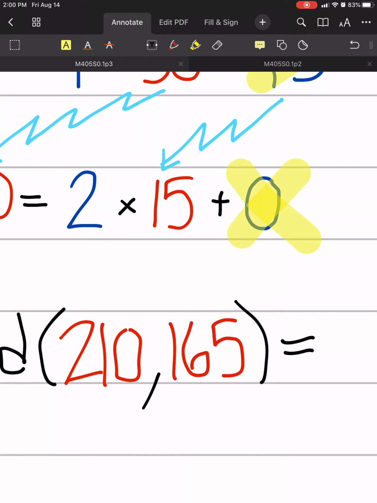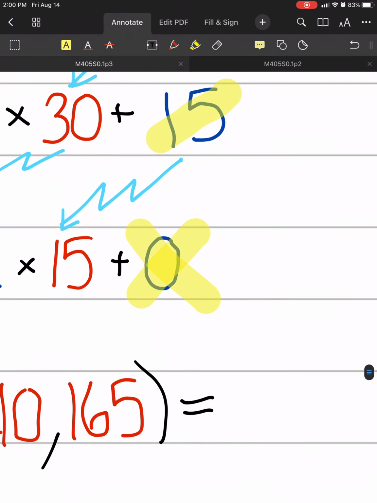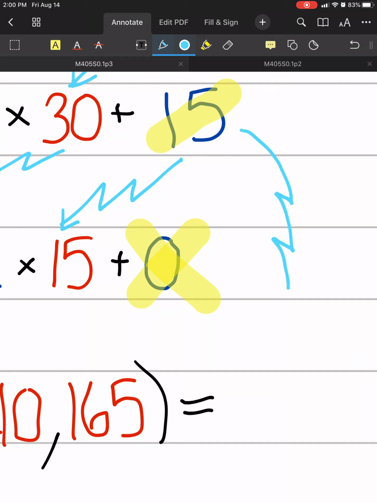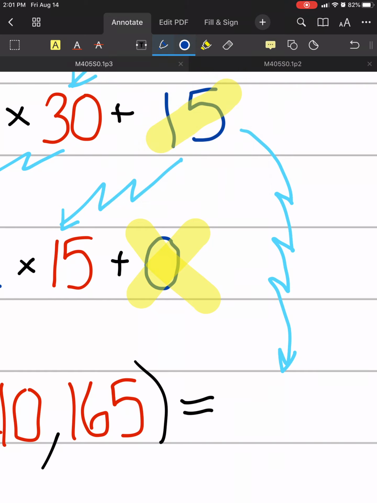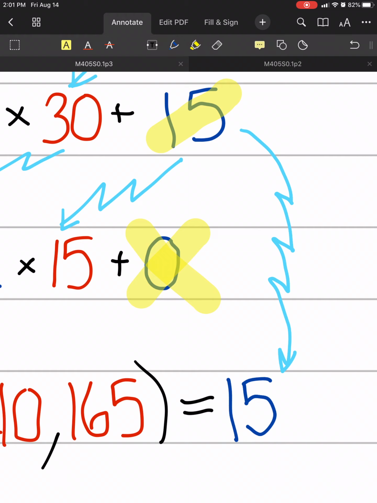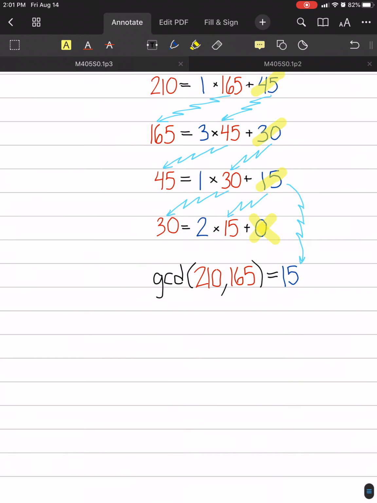We should find the GCD here is the last non-zero remainder. So here, our final remainder is always going to be 0. The one before that is our GCD, and so in this case, it winds up being 15. So our GCD of 210 and 165 is 15.